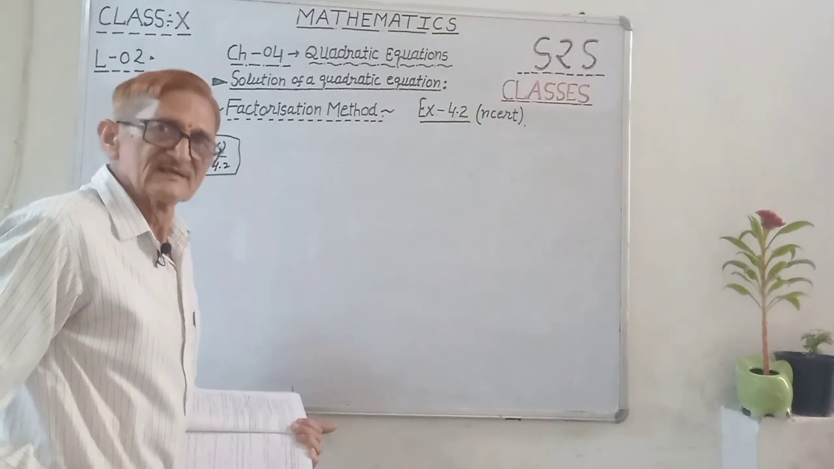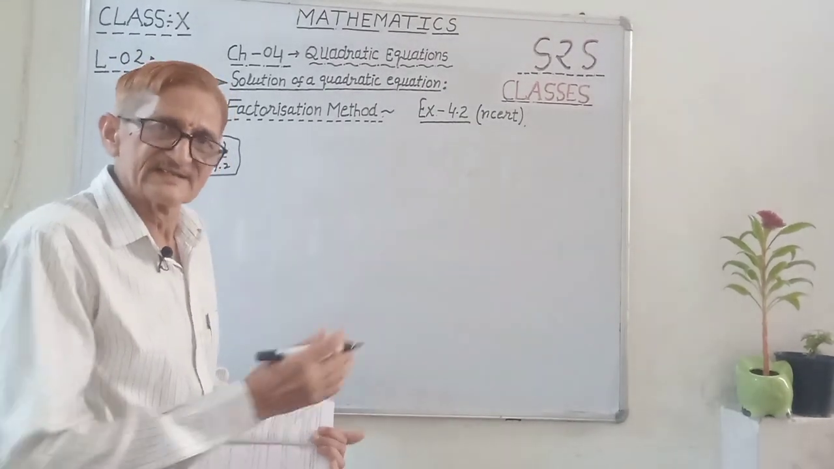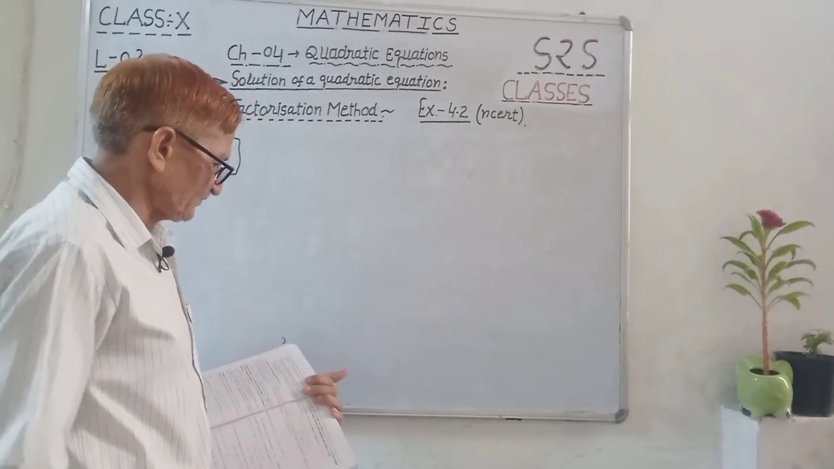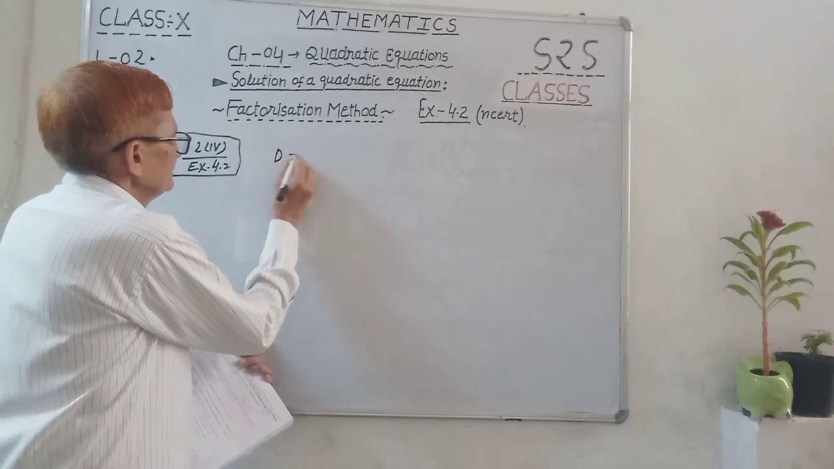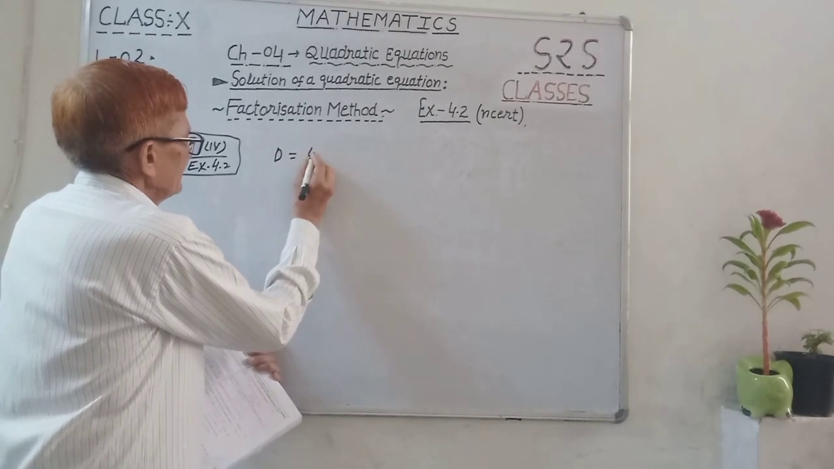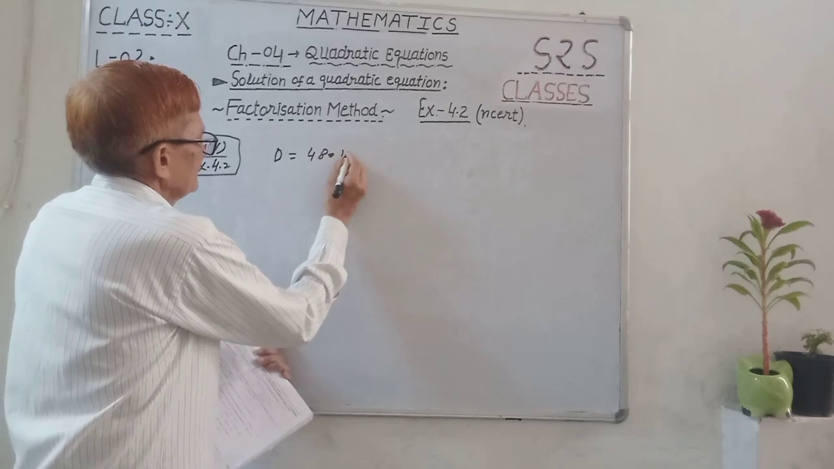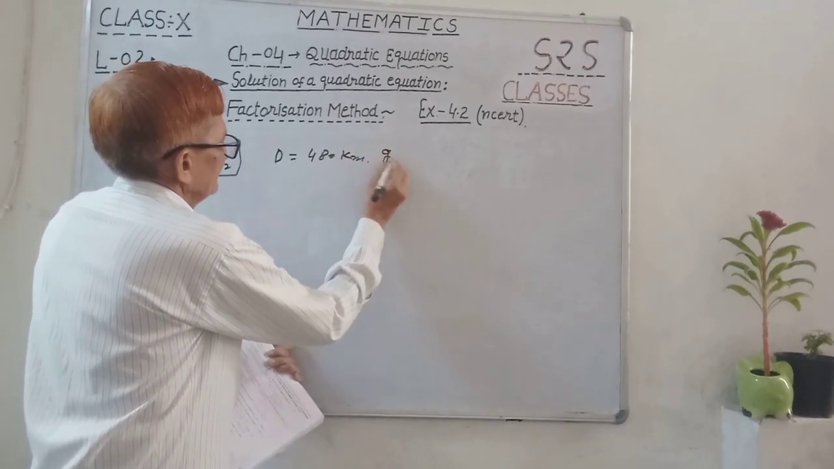That was left on that day, so we should discuss that also. We will complete that, and then continue forward. Now this, a train travels the distance of 480 km. Distance 480 km given.